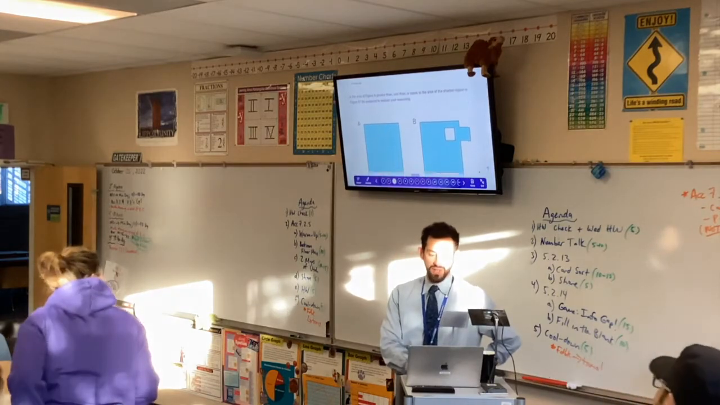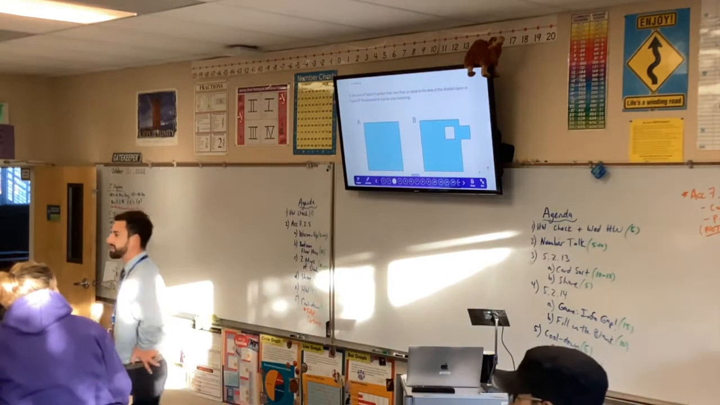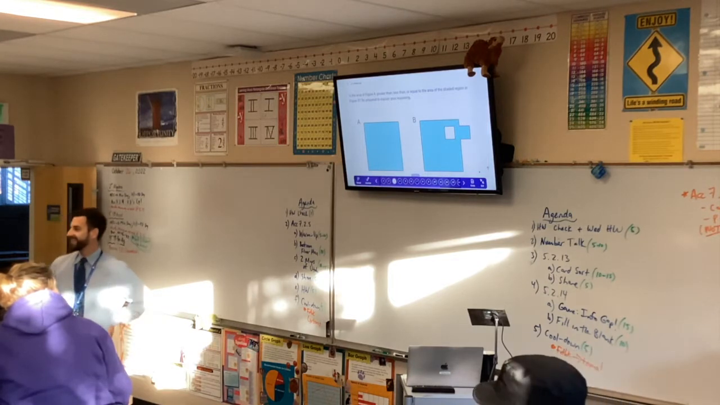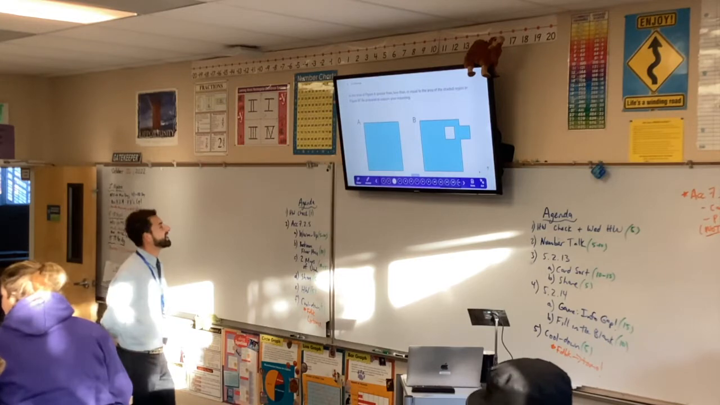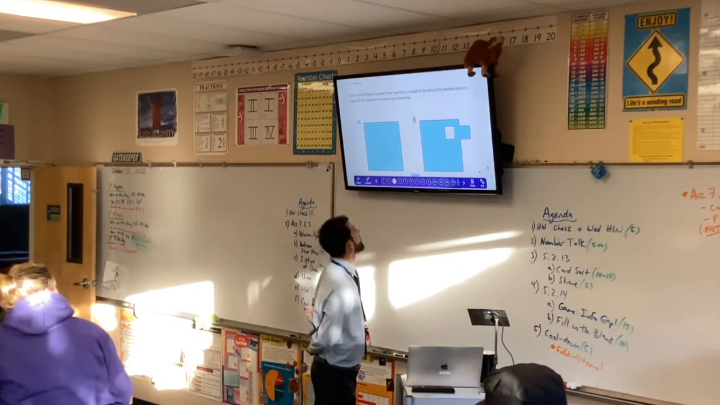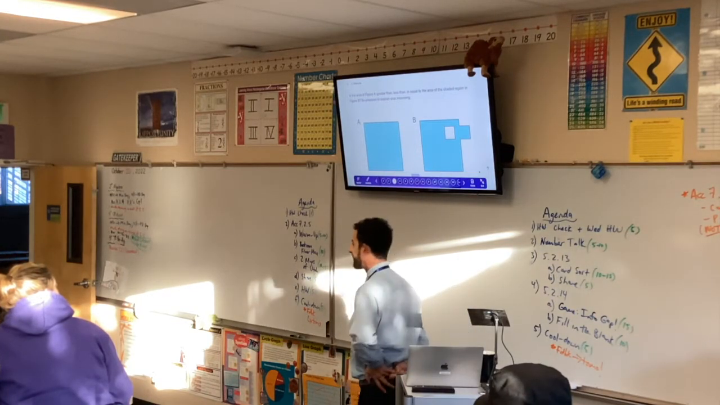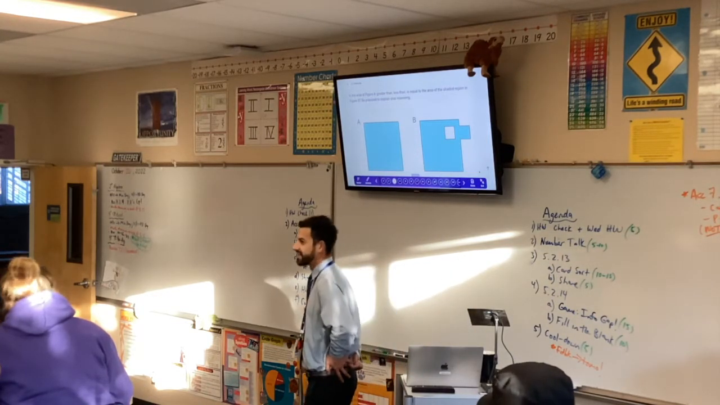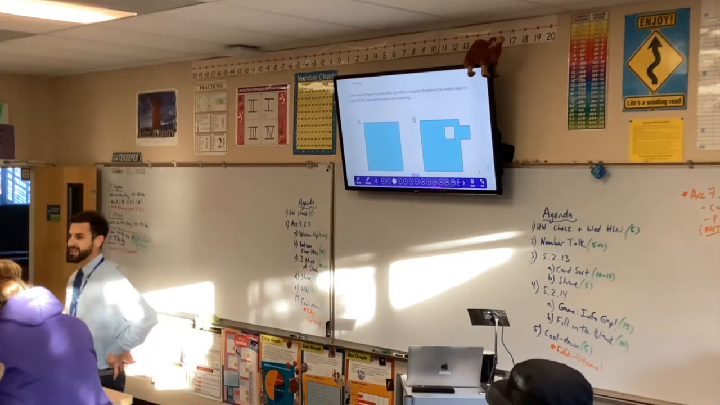So here, would anyone like to read our warm-up question out loud? Don't everybody volunteer all at once. Awesome, thank you. Okay, comparing regions. Is the area of figure A greater than, less than, or equal to the area of the shaded region in figure B? Be prepared to explain your reasoning. Do people understand what the question's asking, for the most part?